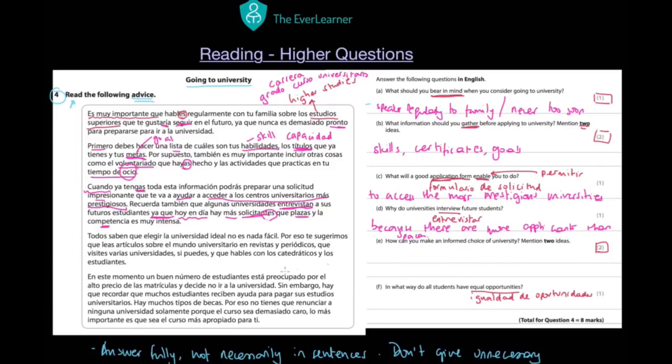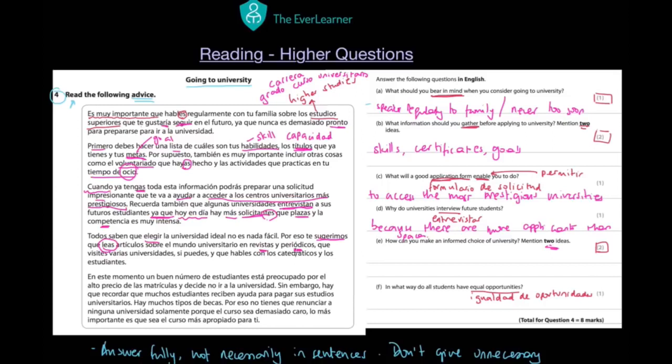Okay. So, next question. How can you make an informed choice of university? And I have to mention two ideas. So, let's carry on reading. Todos saben que, everyone knows that, elegir, to choose, la universidad ideal no es nada fácil. Okay? We know that from the question. Pero por eso te sugerimos, notice the verb sugerir that I mentioned before, que leas, subjunctive, artículos sobre el mundo universitario. So we suggest to you, we propose that you read articles about the university world, okay? En revistas y periódicos, in magazines and newspapers, two quite important words that tend to come up.